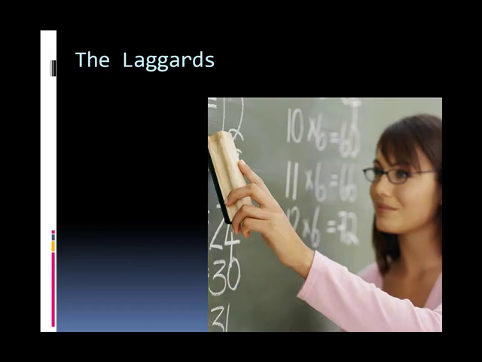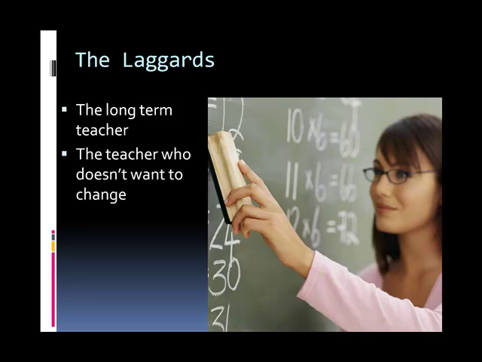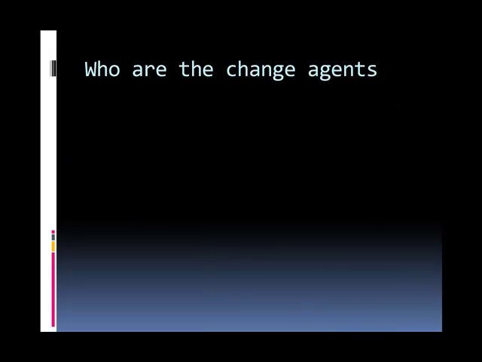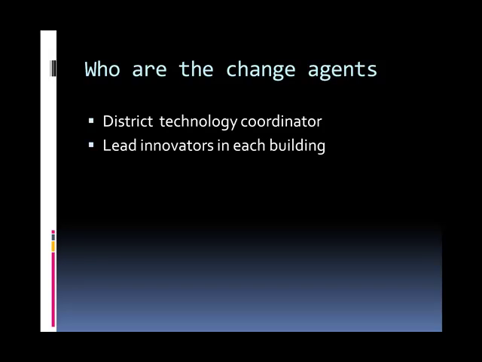A further role of the change agent would be to work with laggards in adopting these innovations. These individuals are the long-term teacher who are very successful in what they do, the teacher who sees no need to change what's already working for them, and the technophobic individual. It would be up to the change agent to assist these laggards as they work to adopt the innovation as well. The change agents in the district include the district technology coordinator and lead innovators in each building.